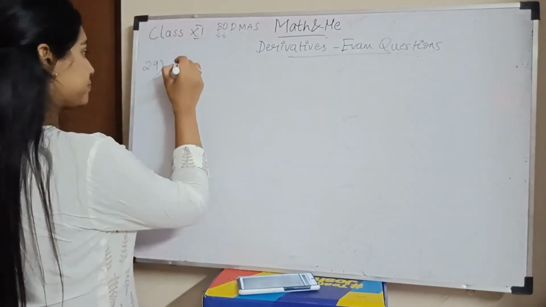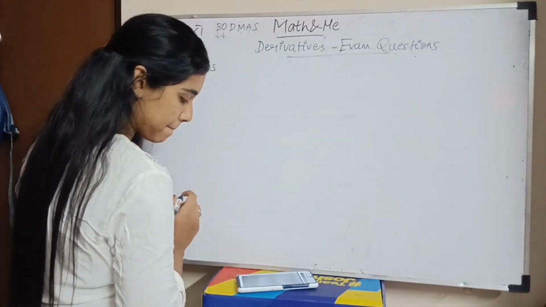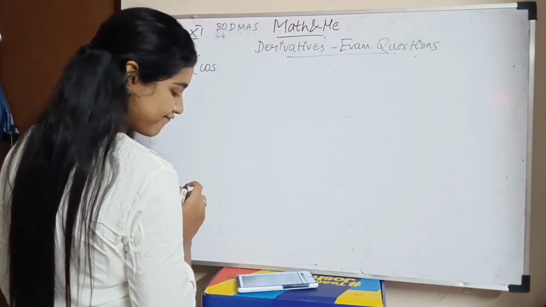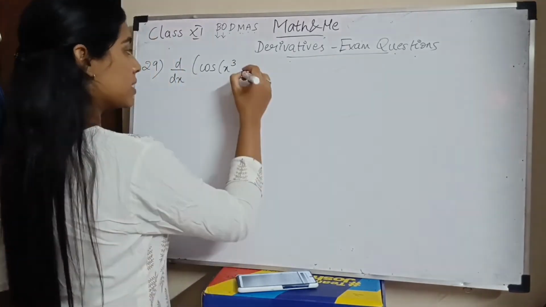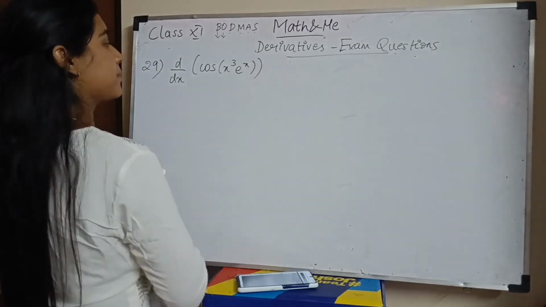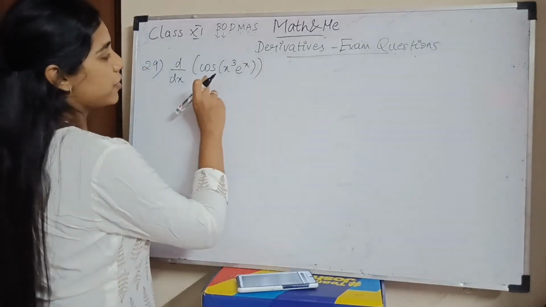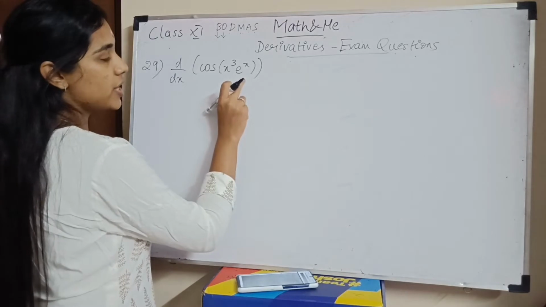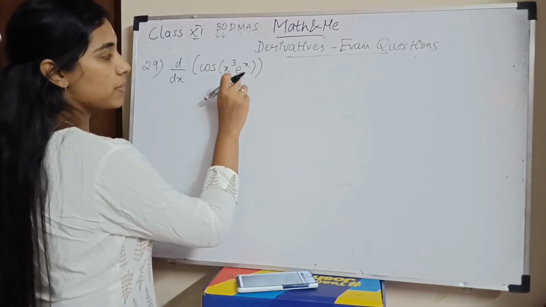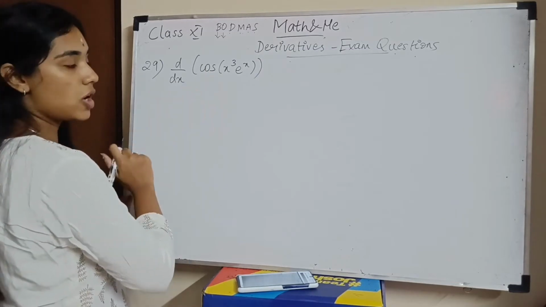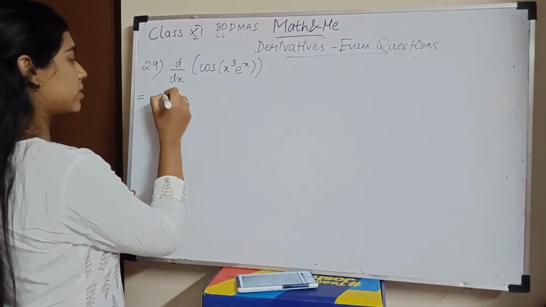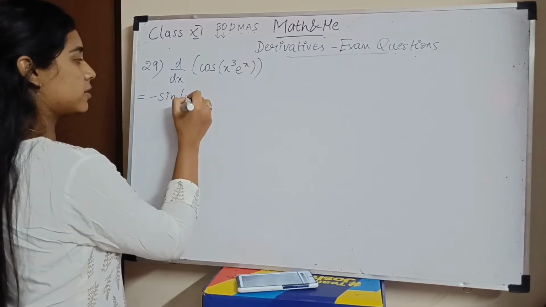Next question. d by dx of cos of x cube e to the x. So what do you see? You have a function cos which has two other functions, x cube and e to the x. Okay. So first we take the derivative of cos x. Cos x, a derivative, minus sin x.